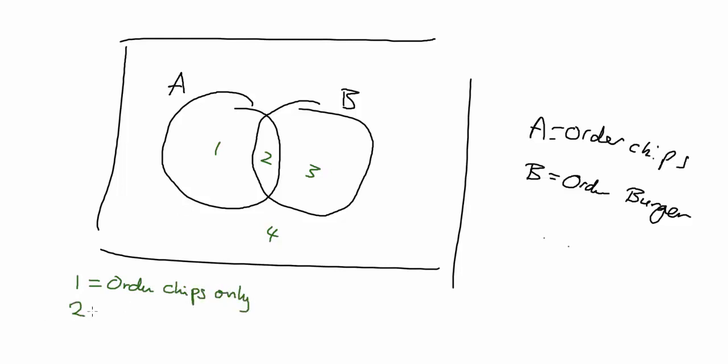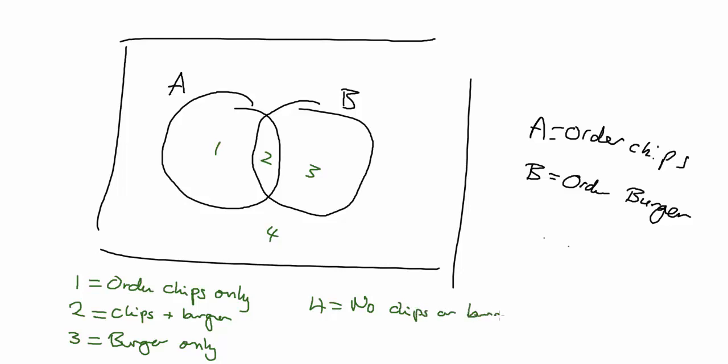Number two, that's actually in the middle. Can you see? So in a way, you're inside the A circle and you're inside the B circle as well. So that's when you do chips and burger. 3, that's in B, so you're ordering the burger, but it's not inside A. Burger only. And finally 4, never forget 4, a lot of people forget 4. This is all the people that order no chips or burger. Okay, does that make sense? That's how a Venn diagram works.